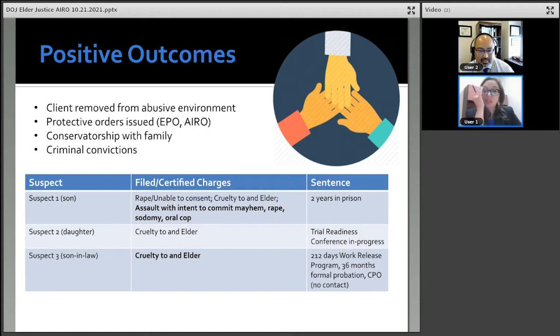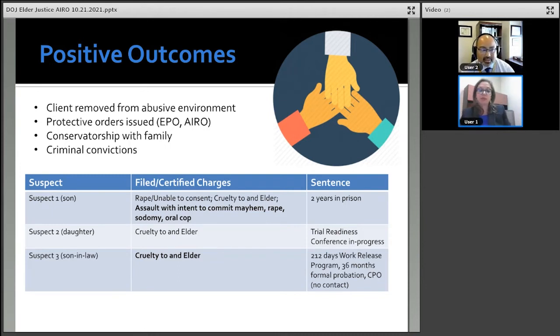Recently, I looked up these cases just to find out what was the status of the criminal convictions, and you can see that there was some prison time granted for the son. The daughter is actually still going through trial, ironically, this many years later. And then the son-in-law was charged as well with cruelty to an elder, and looks like he got some probation and some different things. But we had some great positive outcomes to be able to quickly use that AIRO, which really allowed us to intervene and protect this client like we had never been able to do before in past cases.